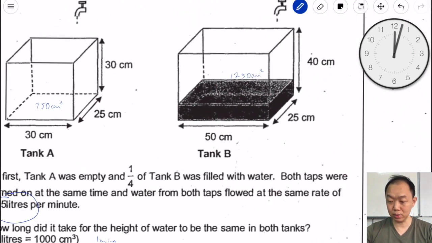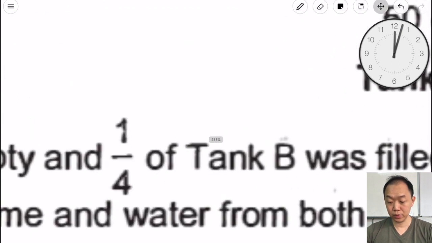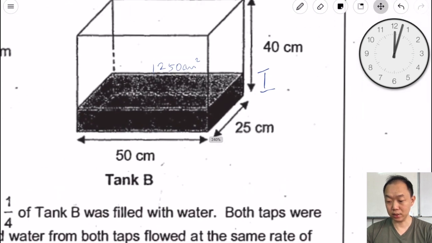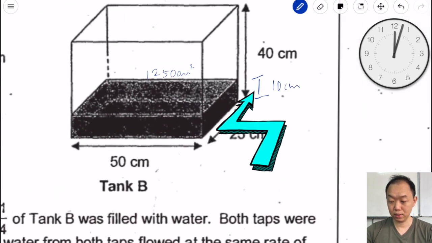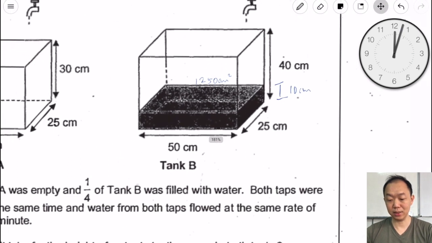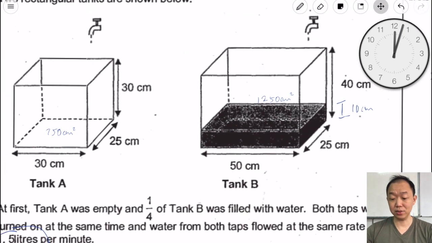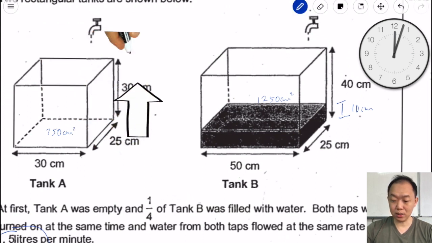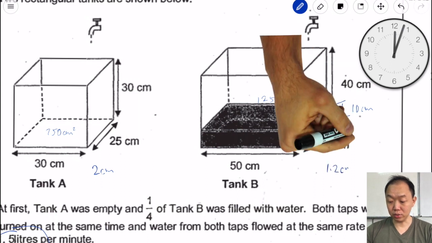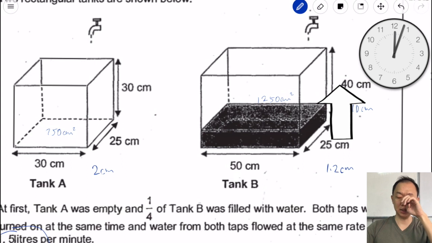Here comes the difficult part, because I need them to be the same height. We need to find out the height right here, because it's one quarter filled, so this has got to be 10 cm. So this thing is already at 10 cm. Peichun is actually quite famous for difficult questions, and now I'm getting to experience that. Okay, gotta think a bit. This one is increasing at 2 cm in 1 minute, and this one is increasing at 1.2 cm per minute.